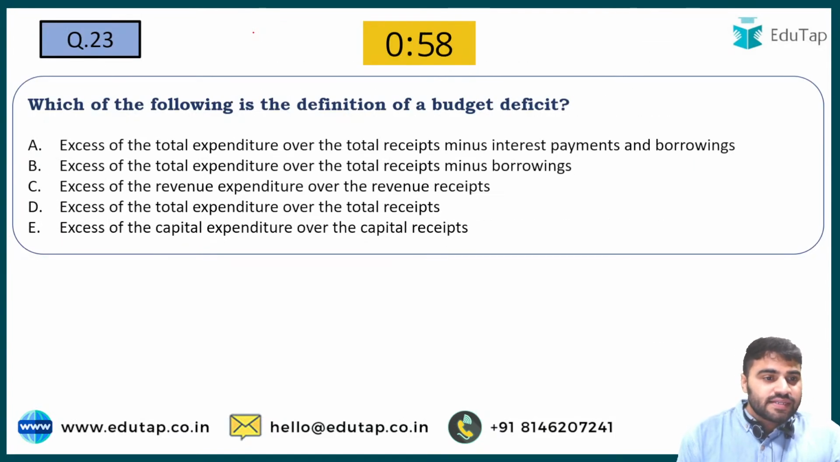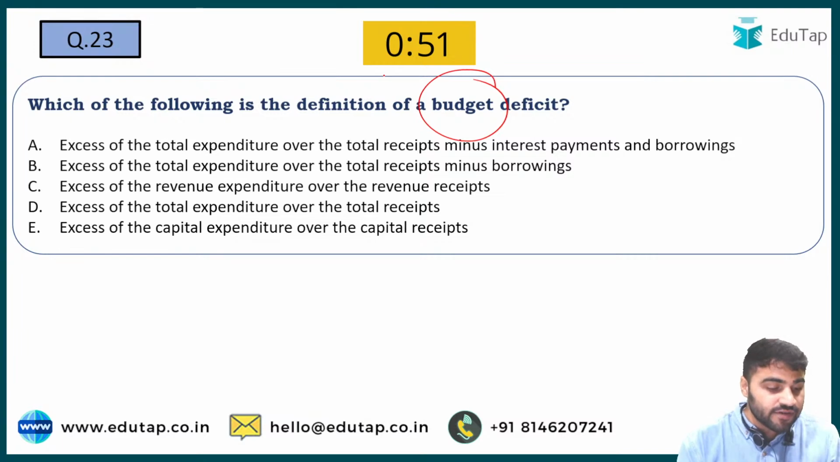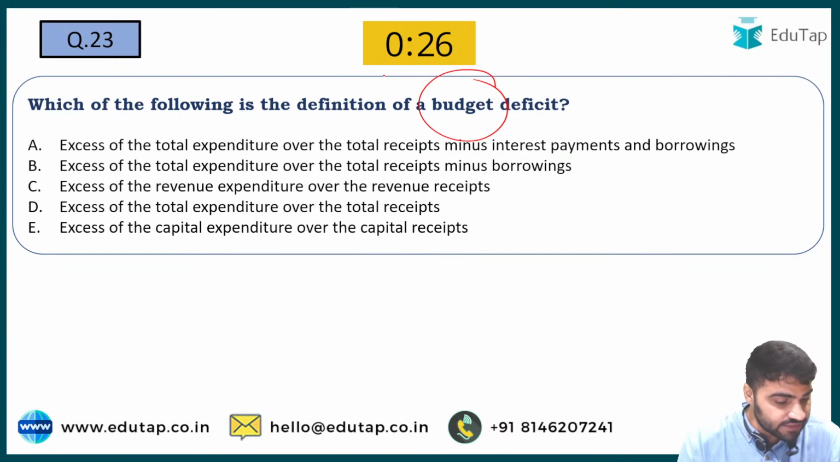Question number 23. Which of the following is the definition of budget deficit? We are talking about budget deficit. In yesterday's session, we discussed the fiscal deficit. Now we are talking about the budget deficit. Your options are: excess of the total expenditure over the total receipts minus interest payments and borrowings; excess of the total expenditure over the total receipts minus borrowings; excess of the revenue expenditure over the revenue receipts; excess of the total expenditure over the total receipts; or excess of capital expenditure over the capital receipts.